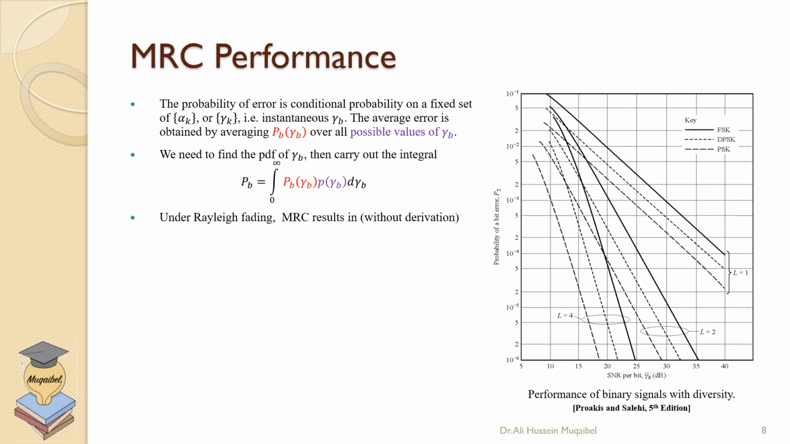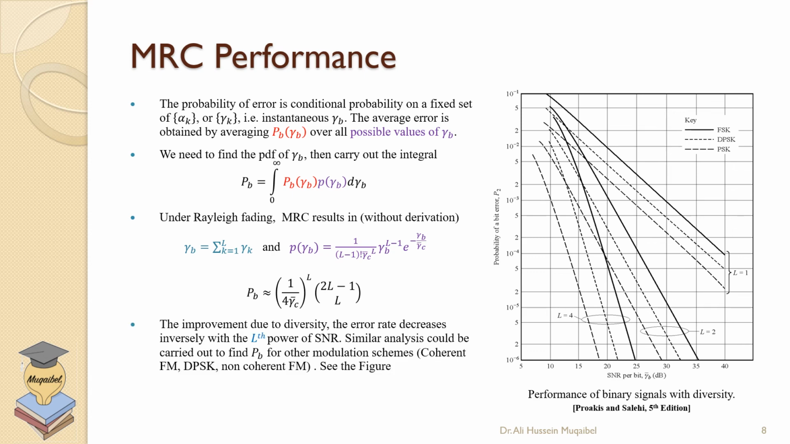We have found the gamma B for different cases, MRC and so on. For example, under Rayleigh fading, without showing the derivation, the MRC output is going to be the sum of the individual branches, and we can also get the distribution of gamma for a given number of branches from the following equation. Substitution then gives us the probability of error. Due to diversity, the error rate decreases inversely with the L power. Similar analysis could be carried out for different modulation techniques, coherent, non-coherent, and so on.